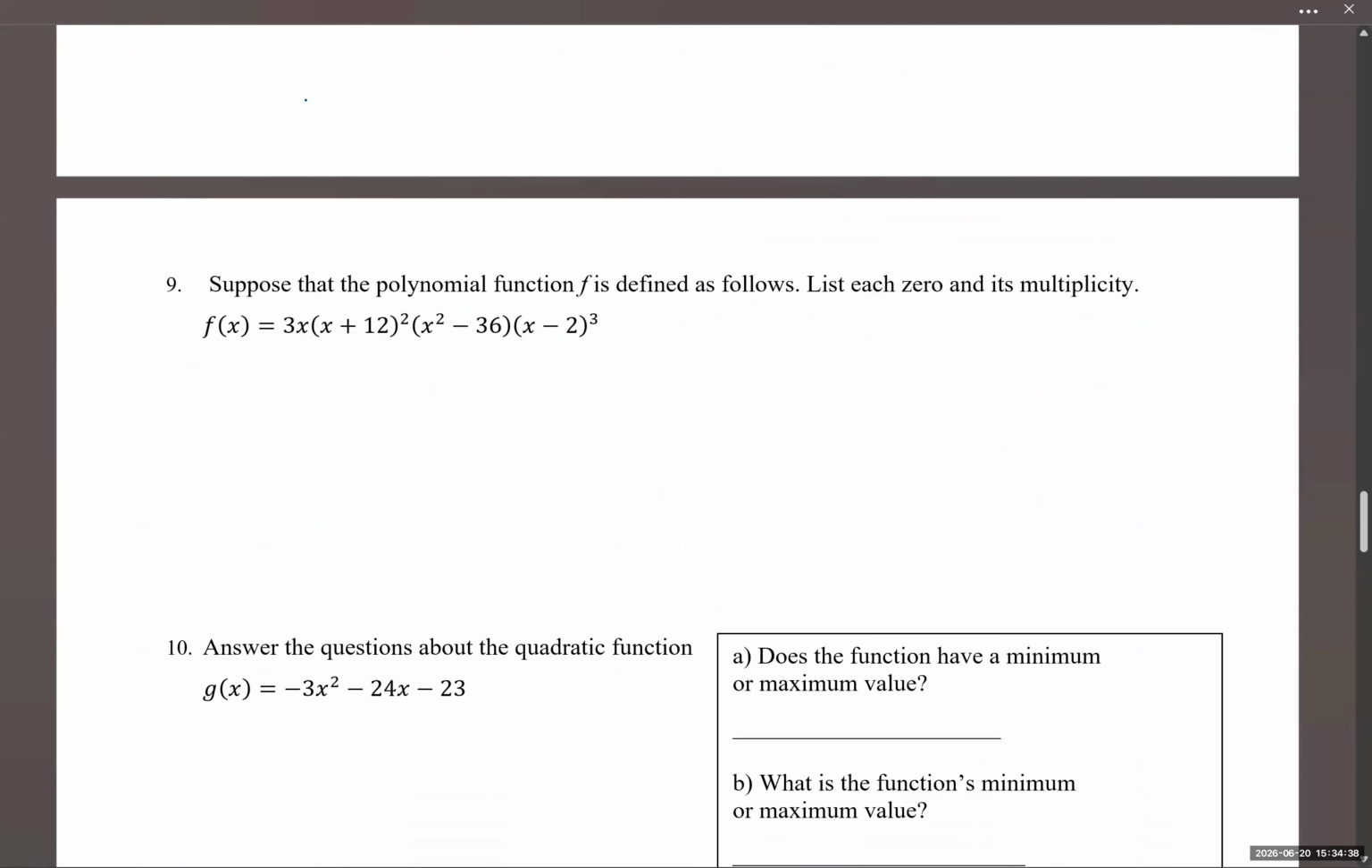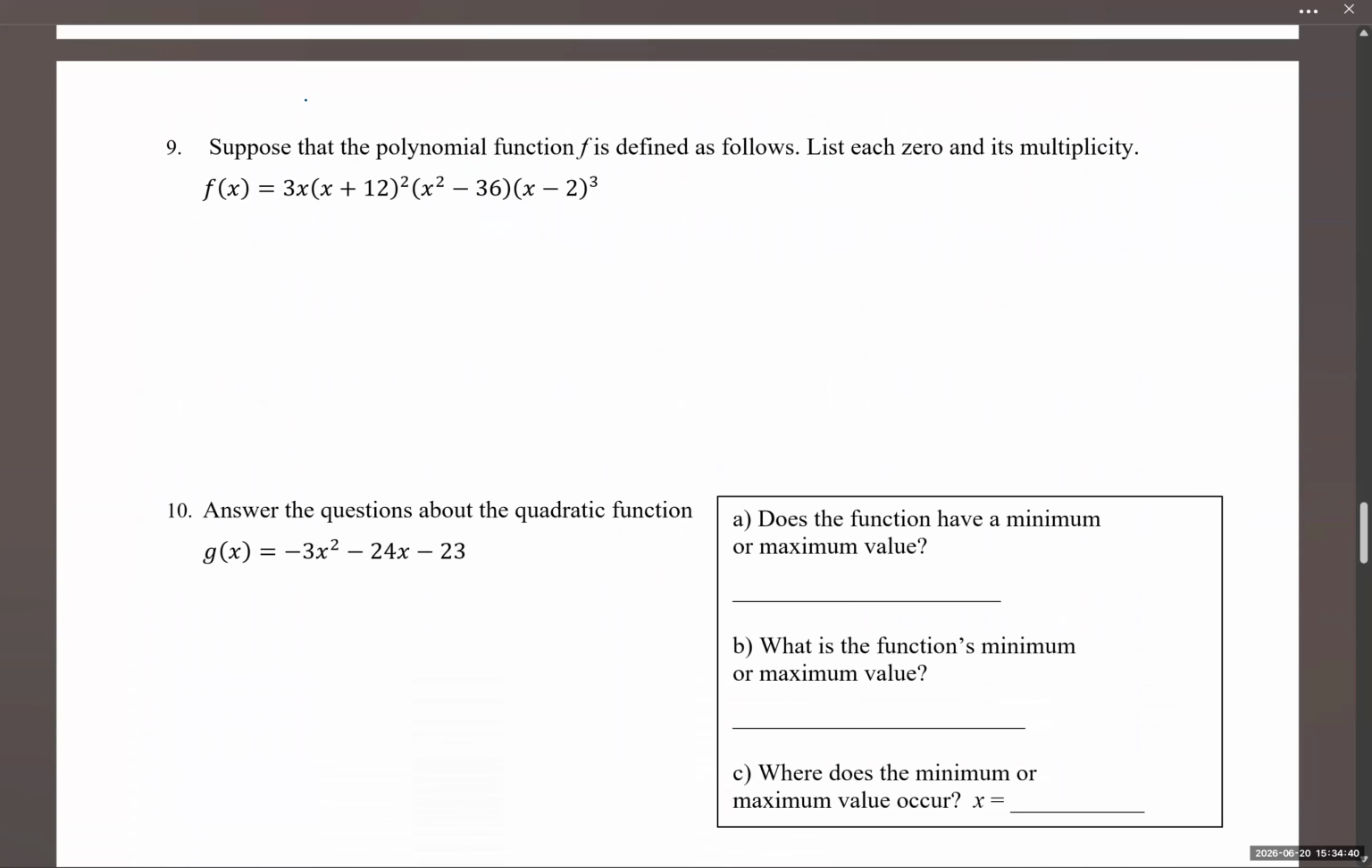Right, next. On number 9, we need to state all the zeros and their multiplicities. I will also state whether it crosses the x-axis or bounces off the x-axis. Technically, we have to start with the step 3x, (x plus 12) squared, (x squared minus 36), (x minus 2) cubed equals 0. Then we can use the zero factor property to separate it into terms.